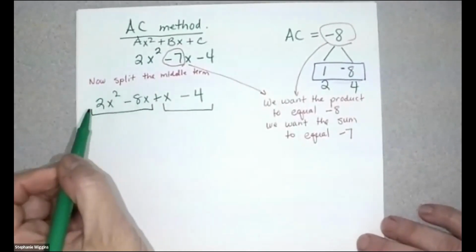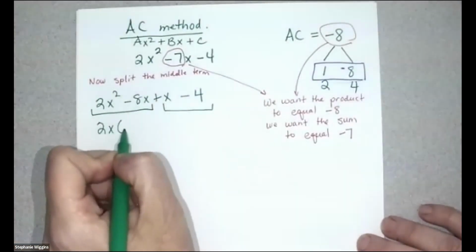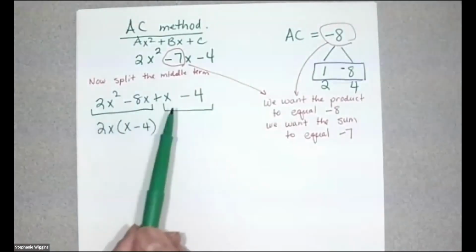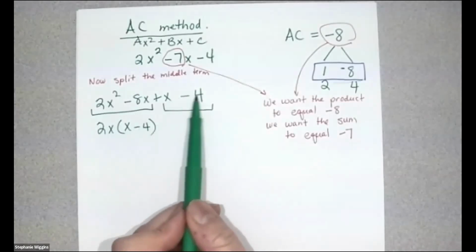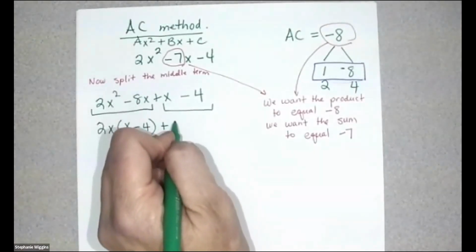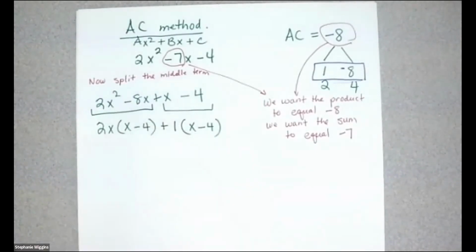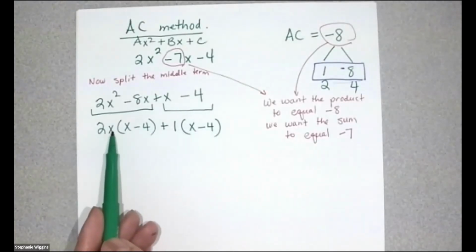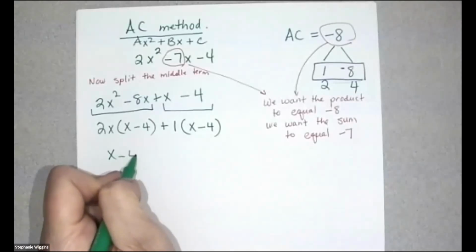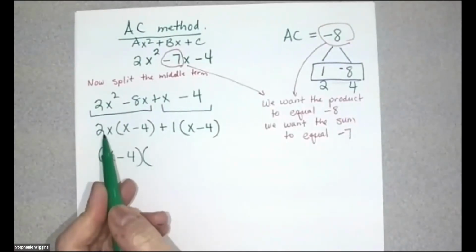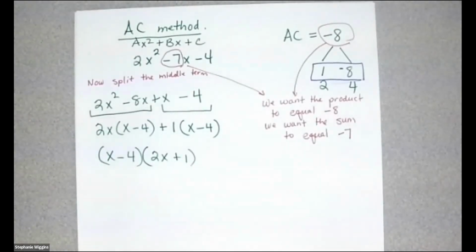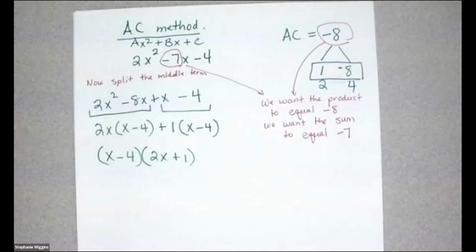So this factor is going to be 2x times x minus 4. This I can't really factor, but I want this to match this, and it does. So I'm going to write it as plus 1 times x minus 4. Now, here I have 1 times x minus 4, here I have 2x times x minus 4. If I bring out the x minus 4, I'm left with 2x plus 1. And there I have factored my quadratic.